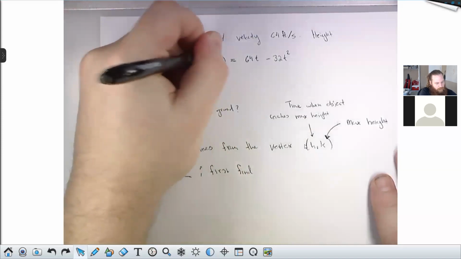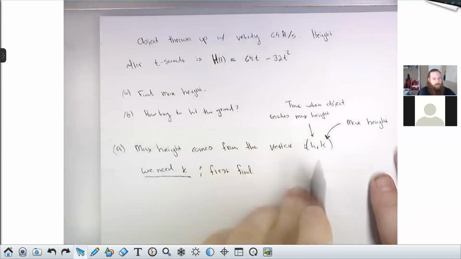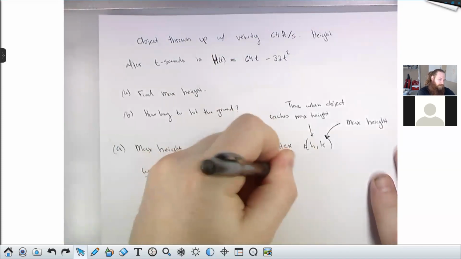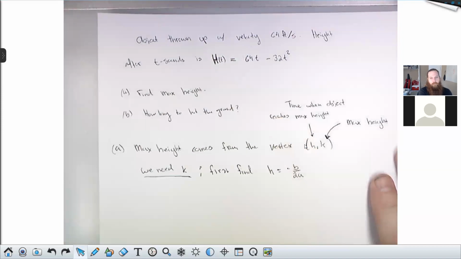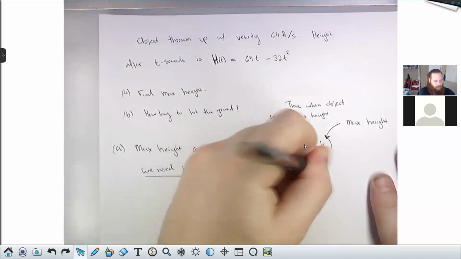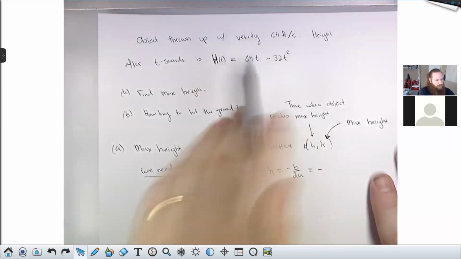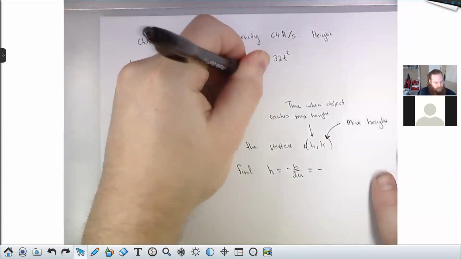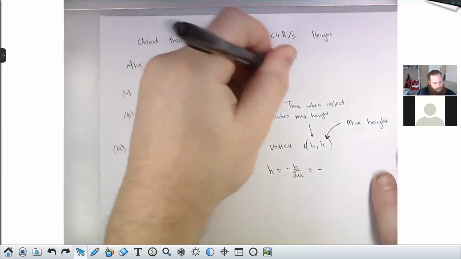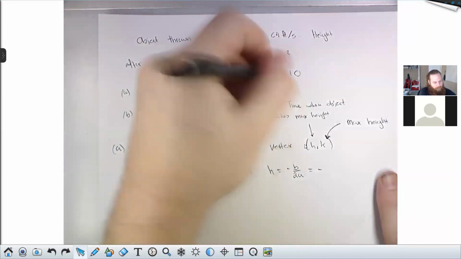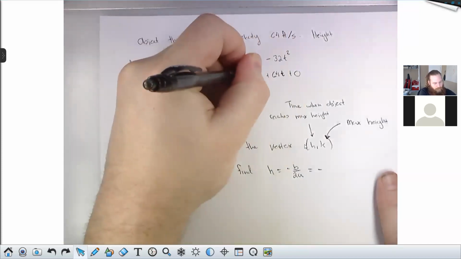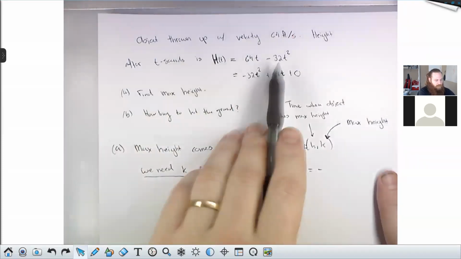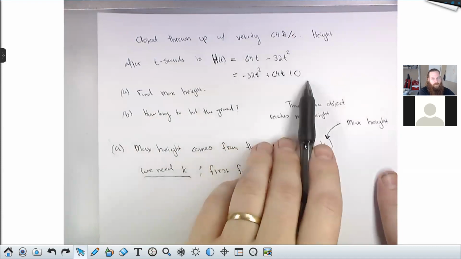I'm going to change the height function to a capital H because I don't want to confuse it with the little h down here. Okay, first we find little h, which is always negative b over 2a. What are my a, b, and c for this height function, capital H? Yeah, good. B is 64, A is negative 32, and C is 0.